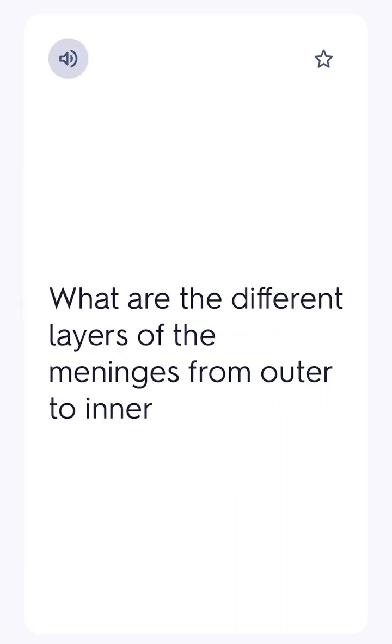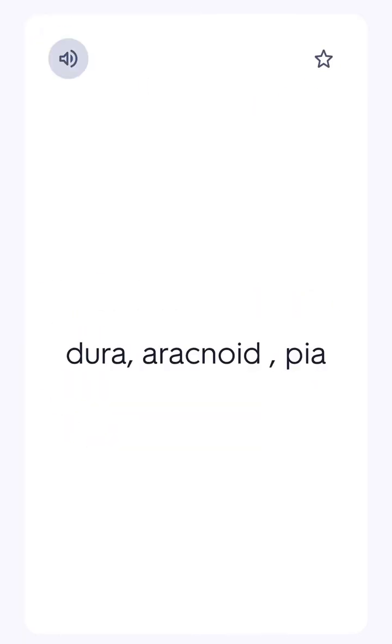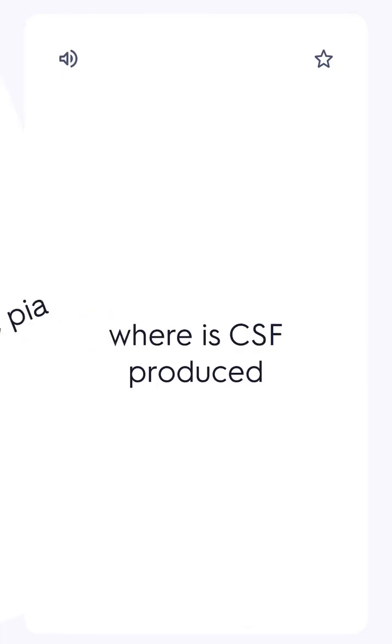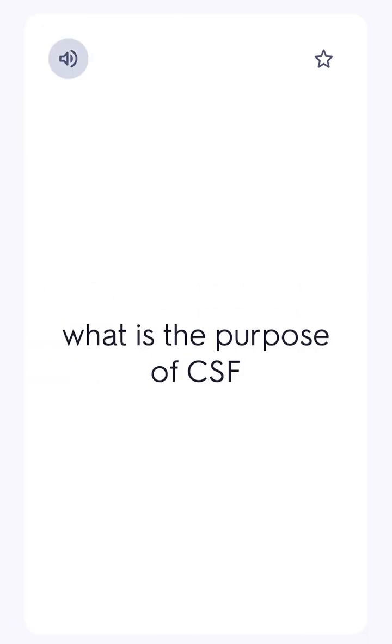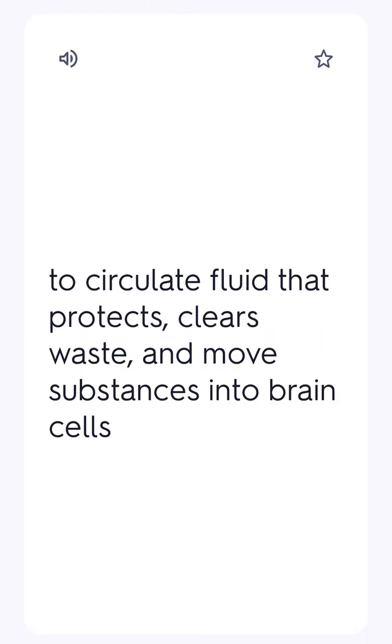What are the different layers of the meninges from outer to inner? Dura, arachnoid, pia. Where is CSF produced? Choroid plexus of the 3rd and 4th ventricle. What is the purpose of CSF? To circulate fluid that protects, clears waste, and moves substances into brain cells.